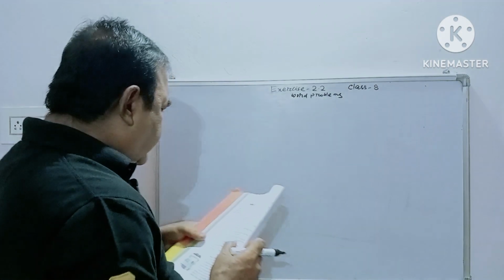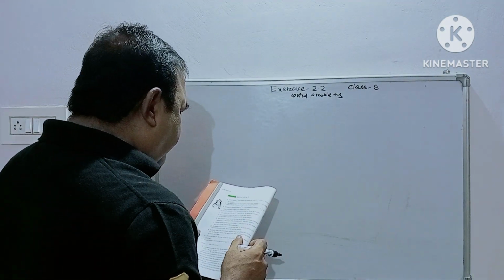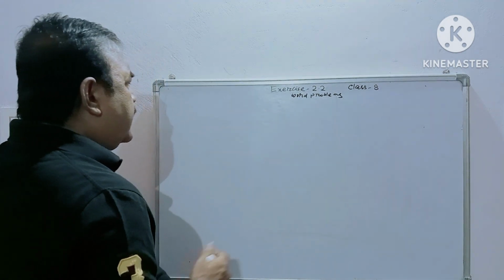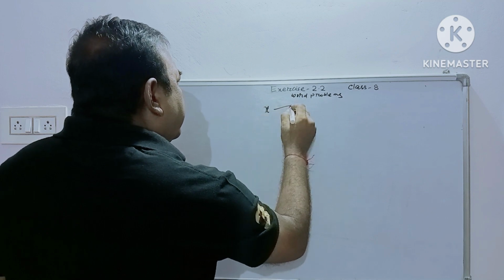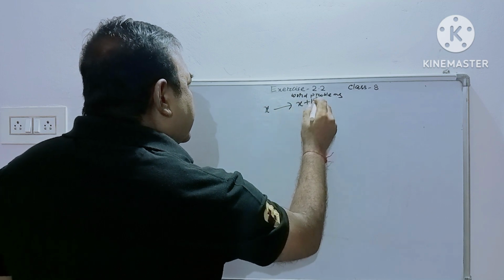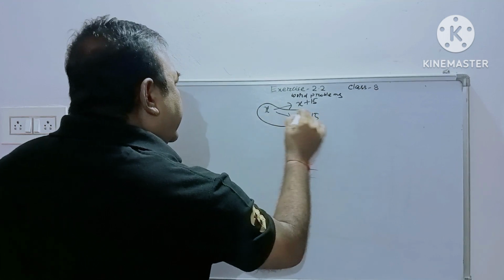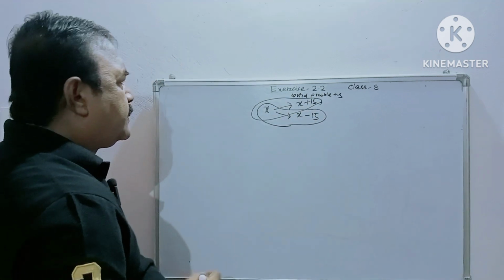So sum of two numbers is 95. So sum is given 95. If one exceeds the other by 15, let one number be x. So the other number may be x plus 15 or it may be x minus 15. Either you may take these two numbers or these two numbers. It depends on you.